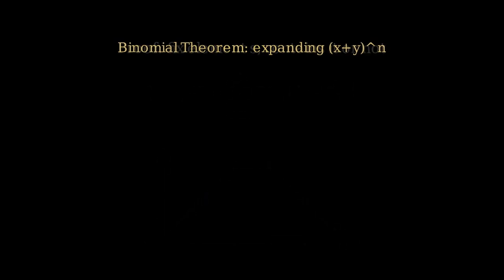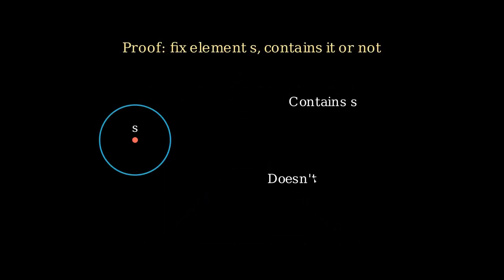Let's prove Pascal's rule properly, using a combinatorial argument rather than algebra. Fix one particular element, call it S, sitting inside a set of n elements. Now think about any r element subset you could choose. Every single one falls into exactly one of two categories. Either it contains S or it doesn't. There is no third option.